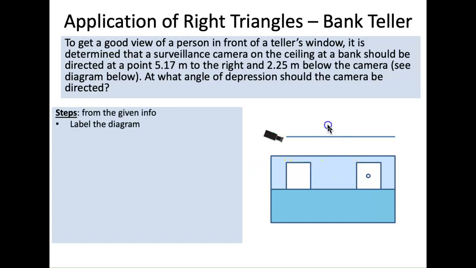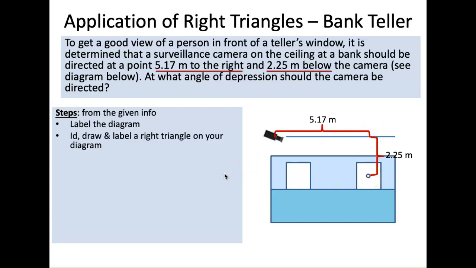Okay, so from that information, we want to label some things on our diagram. We talked about this 5.17 and 2.25 below. We're going to draw our right triangle. To complete that, we just draw in the hypotenuse here, that direct line of sight from the camera to that point. And here's our right triangle, and we can label our A, B, and C. Remember, C is always the right angle.